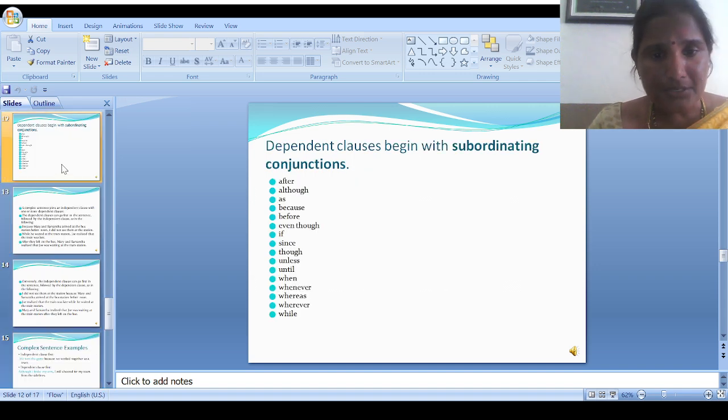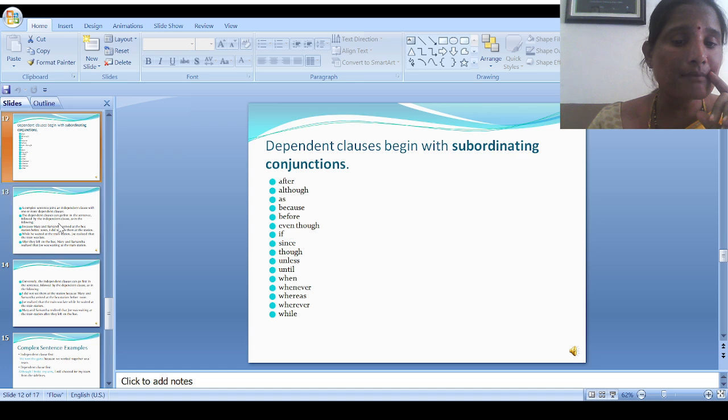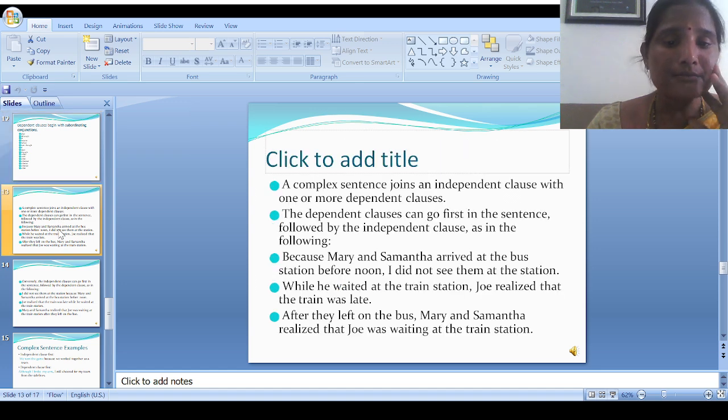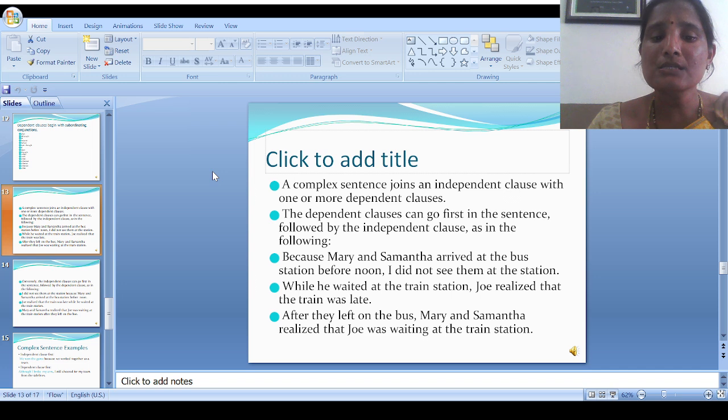A dependent clause begins with subordinating conjunctions. I gave you the list of conjunctions here; you can check them. A complex sentence joins an independent clause with one or more dependent clauses. The dependent clause can go first in the sentence, followed by the independent clause, as in the following.